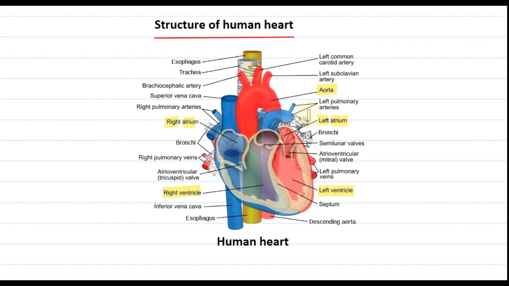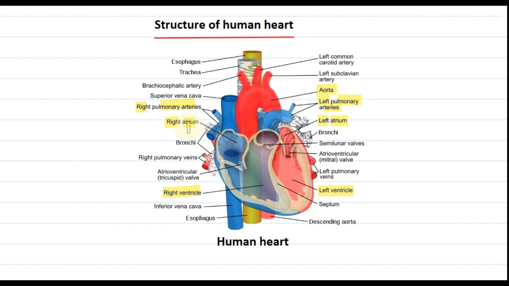Then there is the pulmonary artery. These are the right pulmonary arteries and these are the left pulmonary arteries. The pulmonary artery is the only artery that carries deoxygenated blood, which means blood that is rich in carbon dioxide. These arteries carry blood from the heart to the lungs. Only the pulmonary arteries carry deoxygenated blood, whereas other arteries carry oxygenated blood.